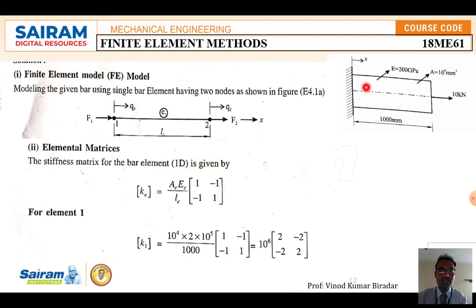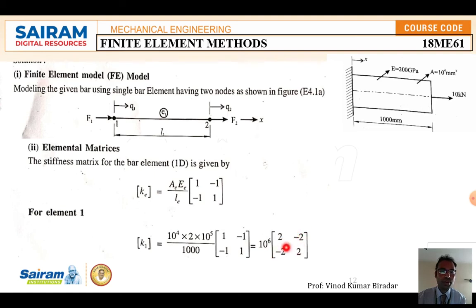In the given problem only one element is there, so for K1, where the superscript stands for element 1, it is equal to the area 10 to the power of 4, Young's modulus 2 into 10 to the power of 5, divided by 1000, times [1 -1; -1 1]. Simplifying, you get 10 to the power of 6 into 2 times the matrix, and multiplying inside you get 10 to the power of 6 times [2 -2; -2 2]. Now this is the stiffness matrix, a 2 by 2 matrix, with rows and columns labeled 1 and 2. What is the property of the stiffness matrix? The main diagonals are always positive, yes, we got positive values, and it is symmetric.